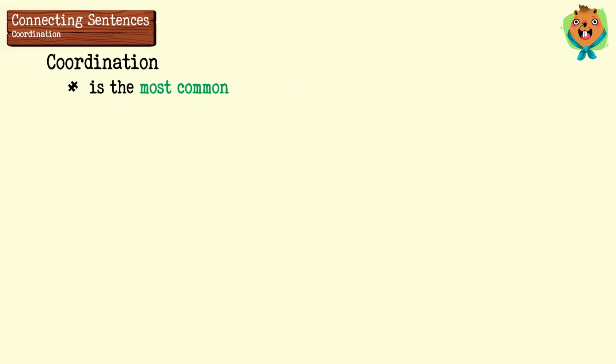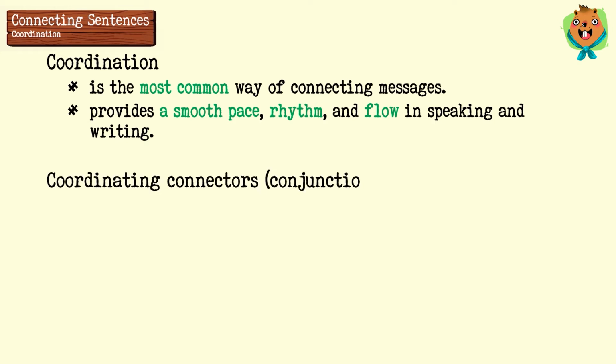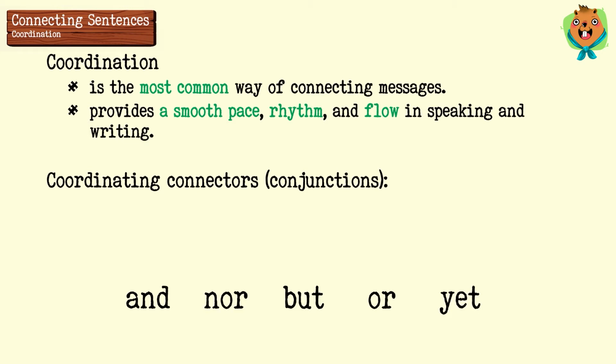Coordination is the most common way of connecting messages in English, and it provides a smooth pace, rhythm, and flow in speech and writing. In order to connect clauses or sentences using coordination, we need one or more of the coordinating connectors, or more technically, coordinating conjunctions. In most languages, the list of the coordinating conjunctions is quite short. In English, these conjunctions are and, nor, or, but, yet, so, and for.